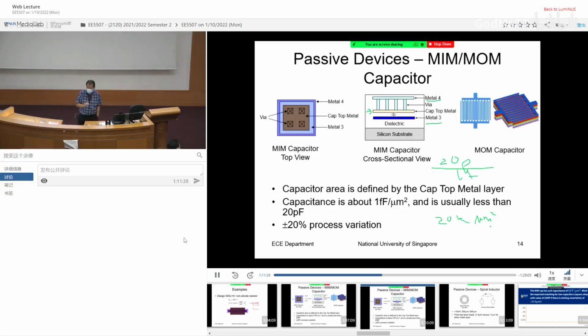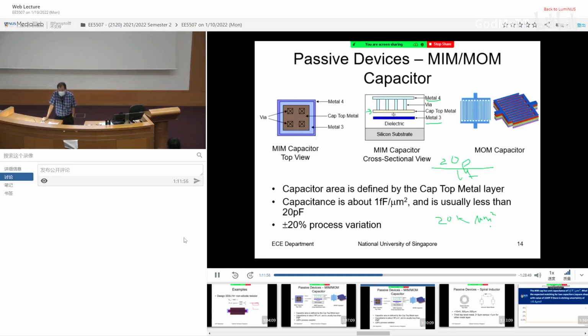The foundry already protect themselves, right? If you don't get 20 pico, don't blame me. I told you already, it varied plus minus 20%. Now it's amazing, right? 20% plus minus, the circuit still works. So why the circuit still work?